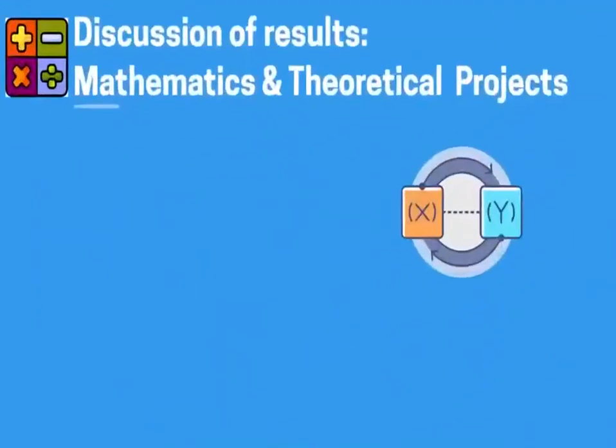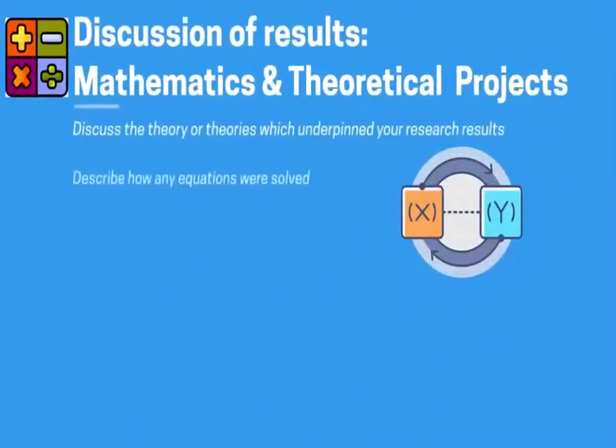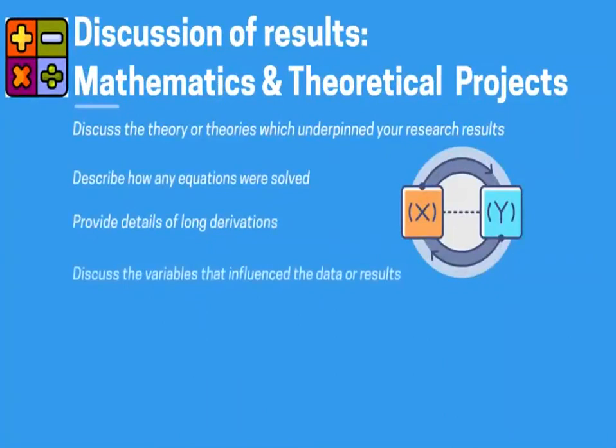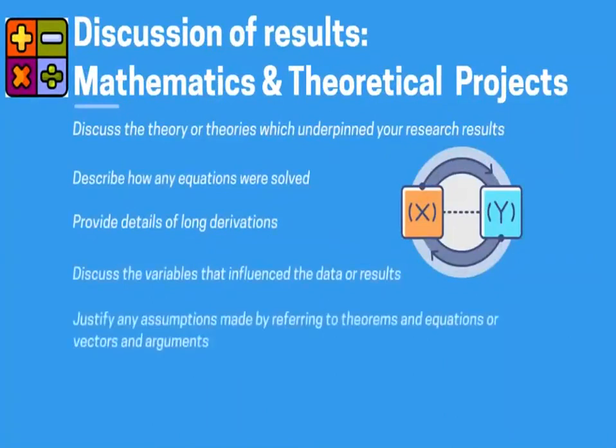When discussing the results for mathematical and theoretical projects, for theoretical work, discuss the theory or theories which underpinned your research results. Describe how any equations were solved. Provide details of long derivations, discuss the variables that influence the data or results, and justify any assumptions made by referring to theorems and equations, or vectors and arguments.